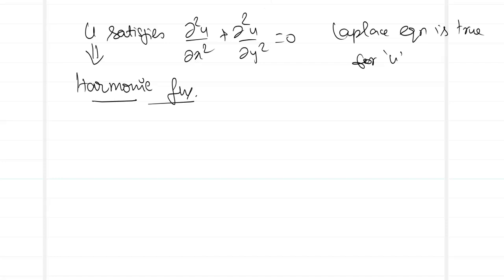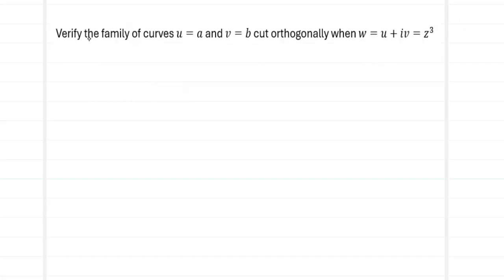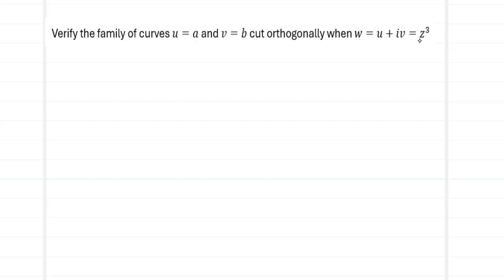Okay, so now we will see how to apply the second property to a problem. That is going to be our next challenge. The second property is to verify that the curves u equal to a and v equal to b cut orthogonally when w is equal to u plus iv, which is equal to z cube. So w equal to z cube is my function. So w is going to be u plus iv, and I have x plus iy the whole cube equal to u plus iv.